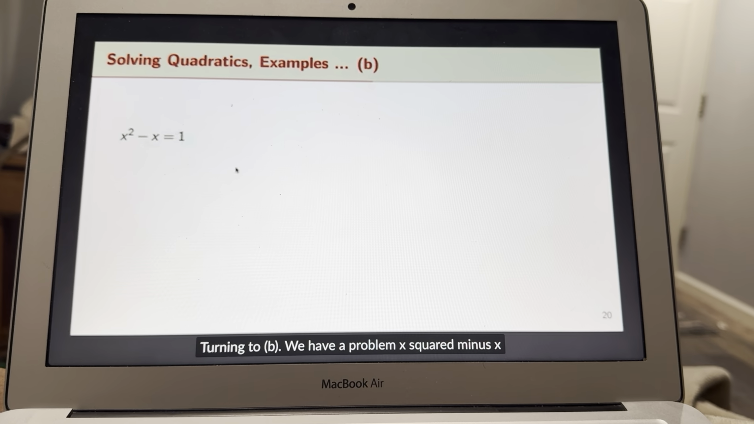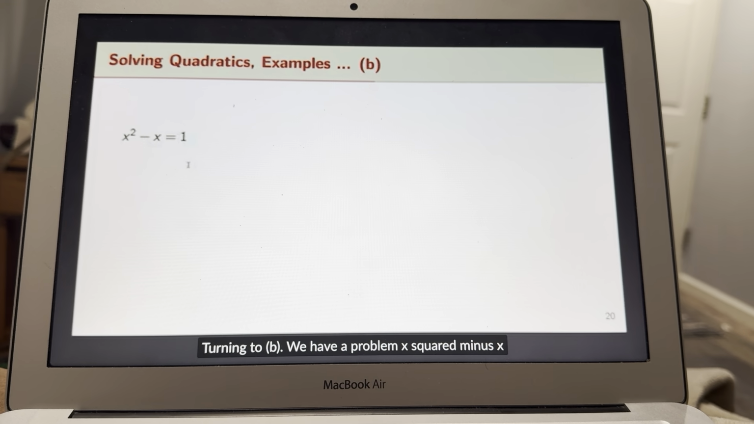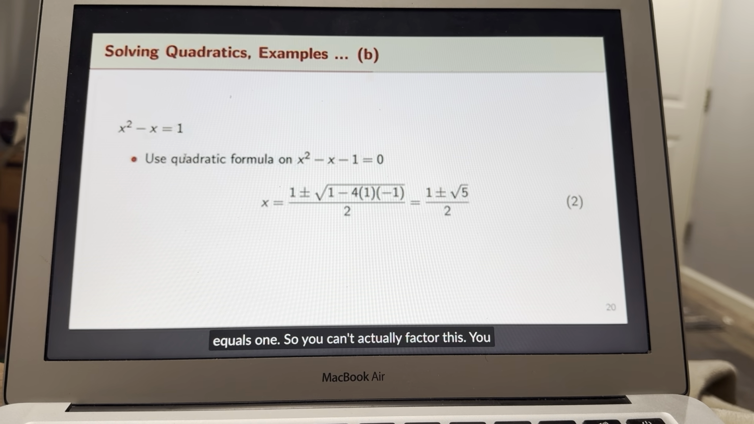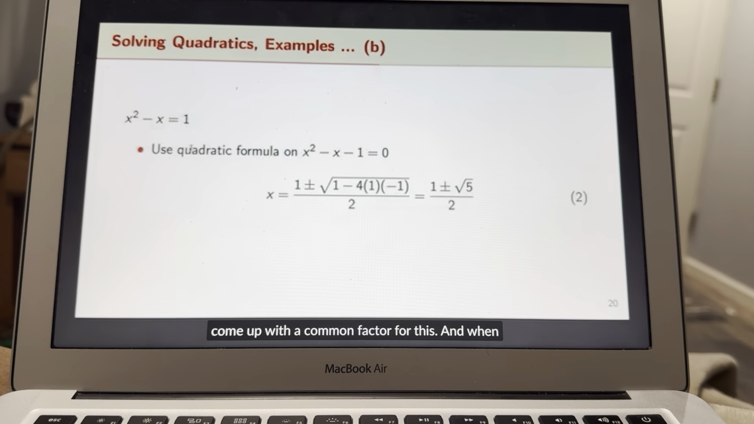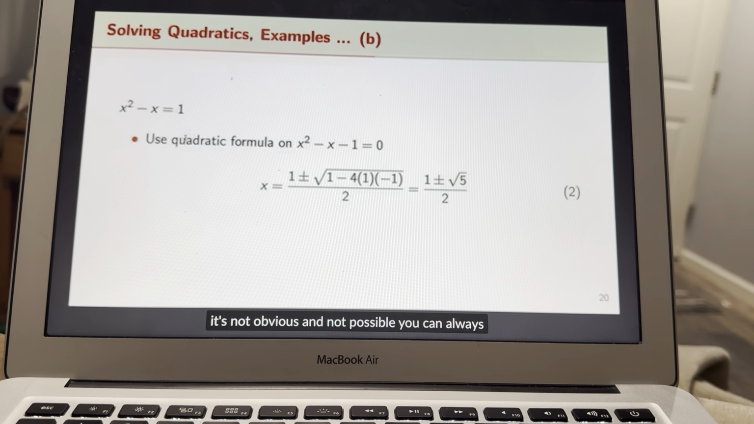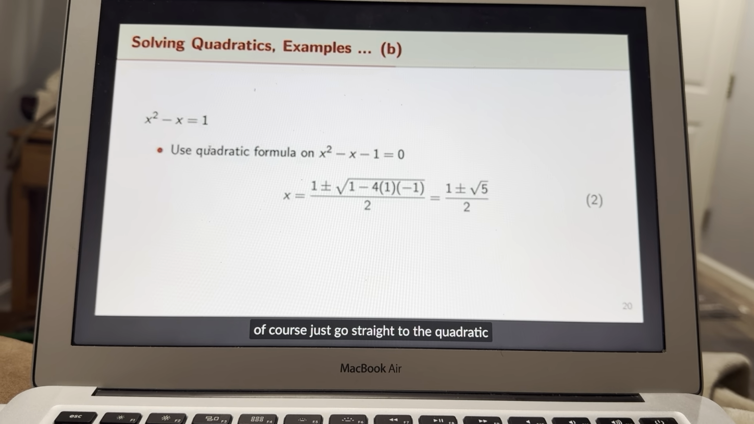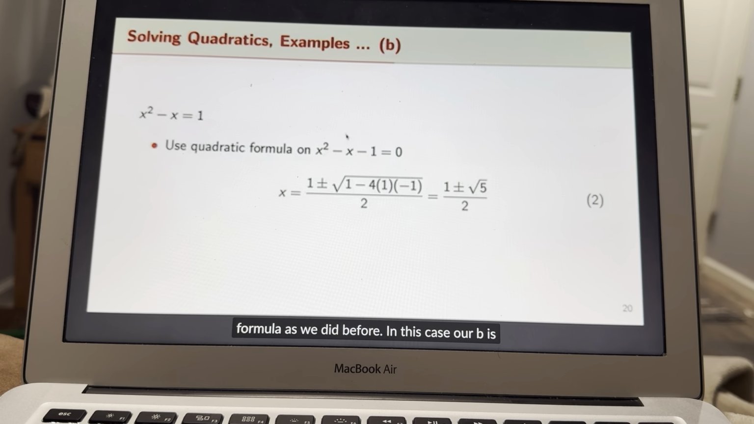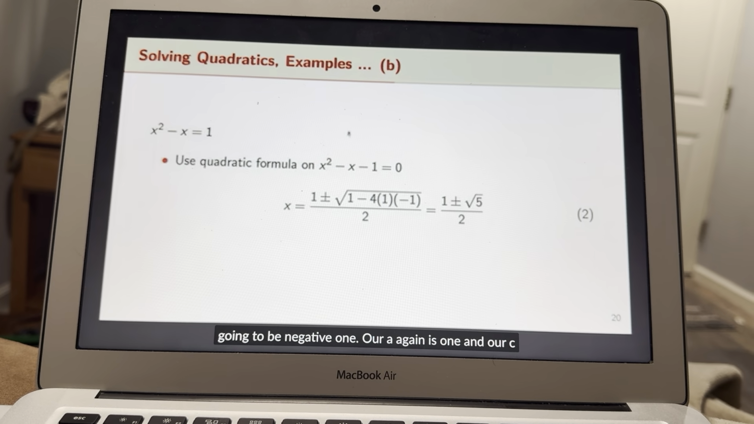Turning to b, we have a problem, x squared minus x equals 1. So you can't actually factor this. You can go ahead and try, but it's not possible to come up with a common factor for this. And when it's not obvious and not possible, you can always, of course, just go straight to the quadratic formula as we did before. In this case, our b is going to be negative 1. Our a, again, is 1, and our c is also negative 1.